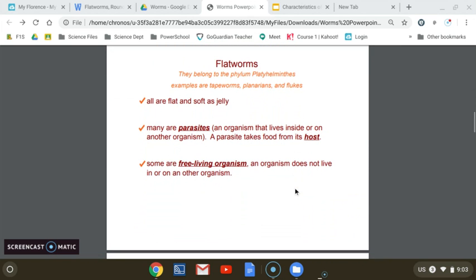All right, your flatworms. Examples are tapeworms, planarians, and flukes, and probably the one that you've heard about mainly is tapeworms. They are all flat and soft as jelly. They are parasites, an organism that lives inside or on another organism, and the parasite takes food from its host. Some are free-living organisms, which is an organism that does not live in or on another organism.